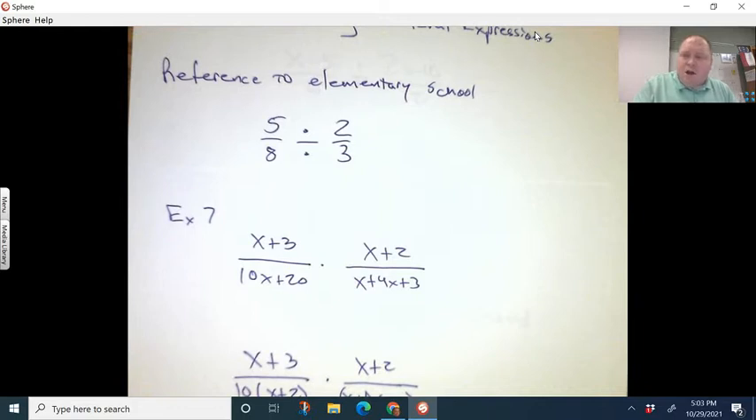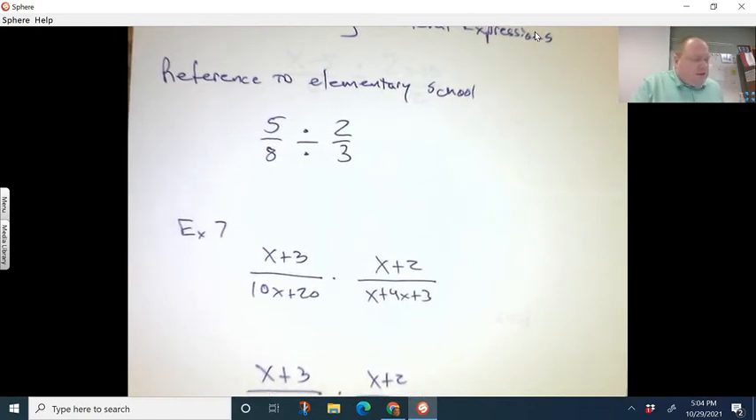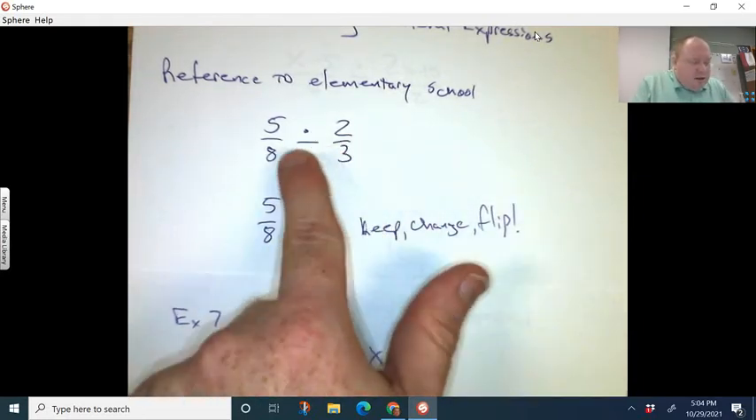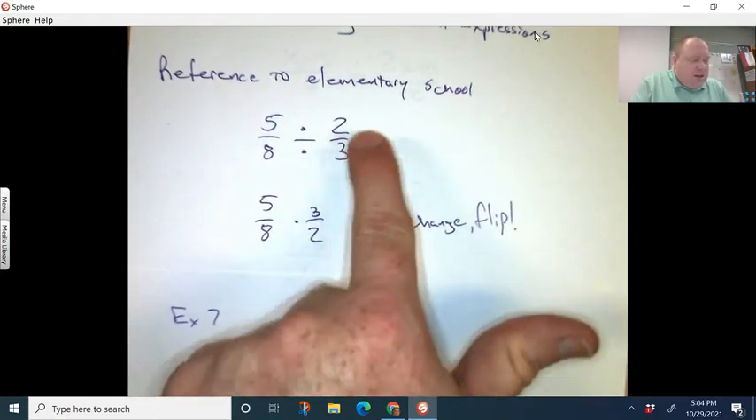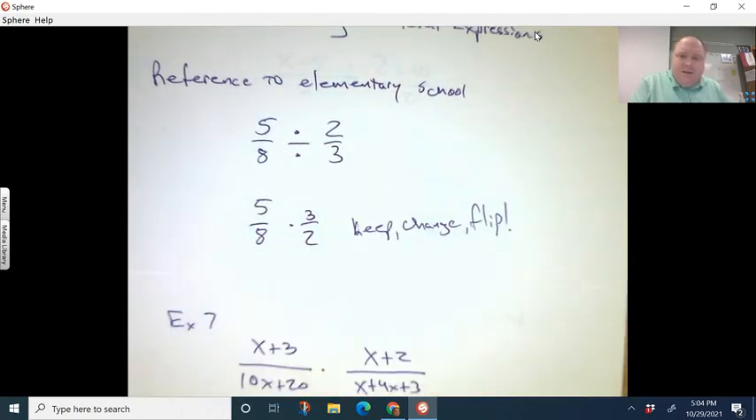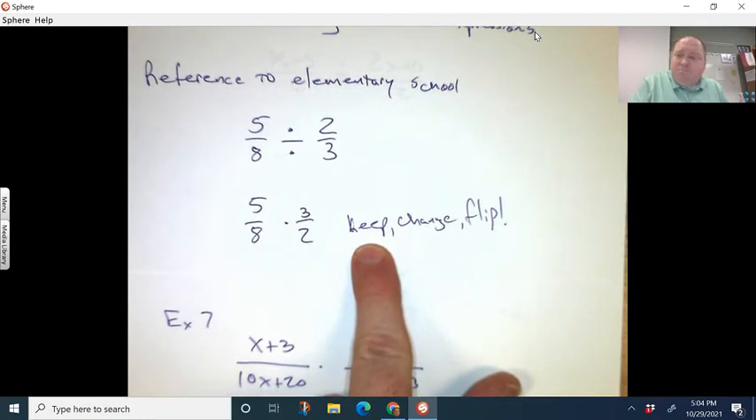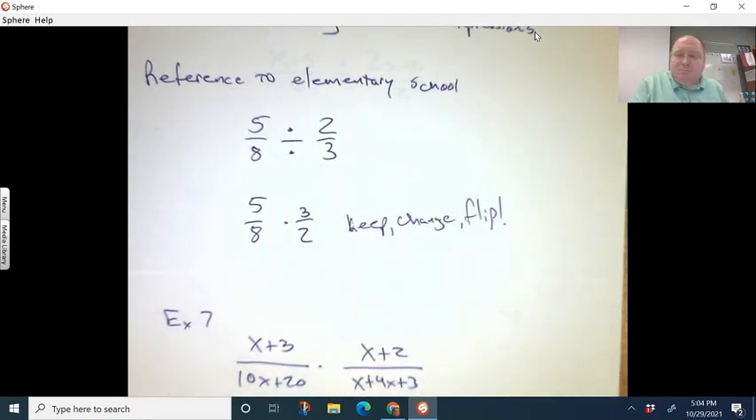Now, if you recall, when you divided fractions at elementary school, you did a process called multiply by the reciprocal. And to help you remember to do that, a lot of teachers came up with little funny sayings. Essentially, you need to change the sign to multiplication and flip the second fraction. Hence, a lot of teachers came up with keep, change, flip. It works. It's simple. It helps people remember.